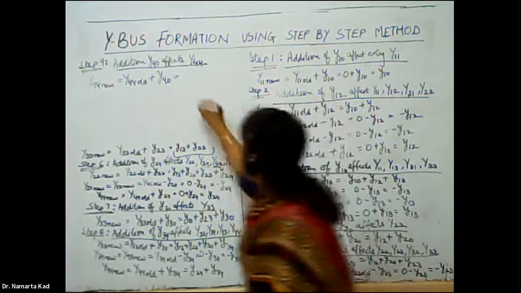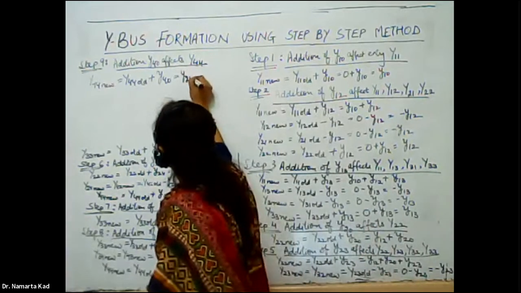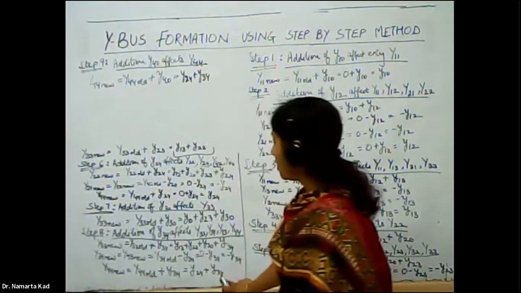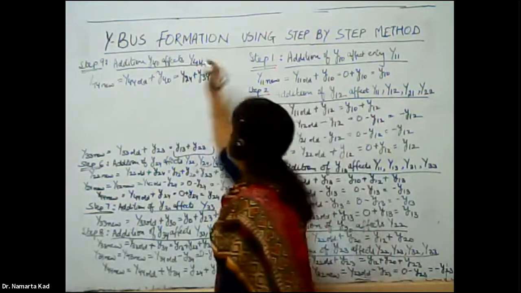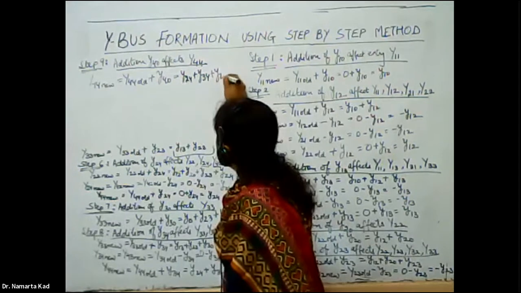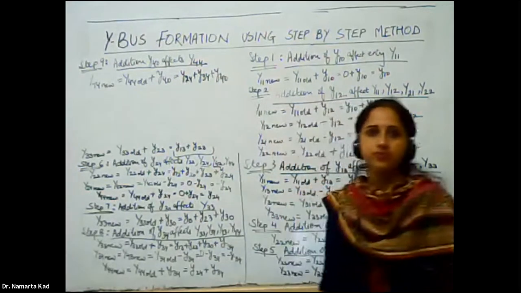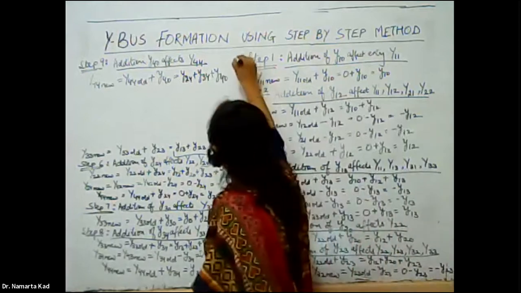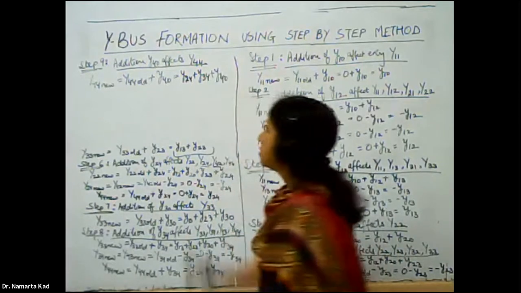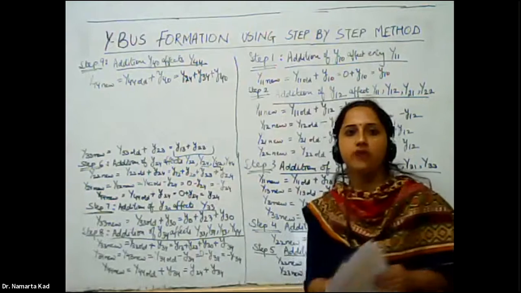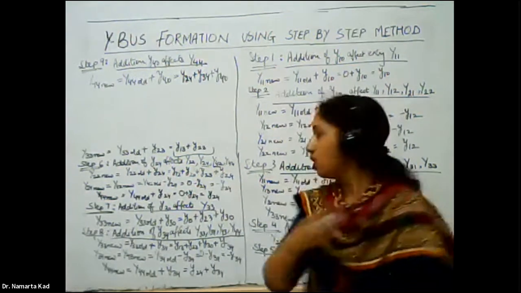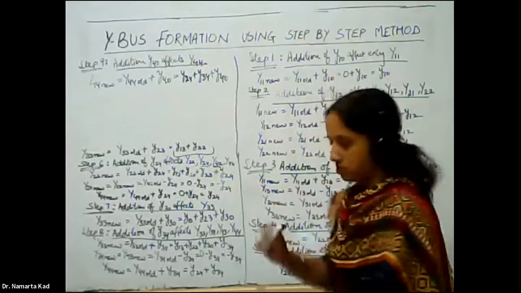So y44 old takes this value: y24 plus y34, these two values, and one new entry, that is y40. So these are our final steps. And now we have to write down the final YBUS matrix with all these entries.